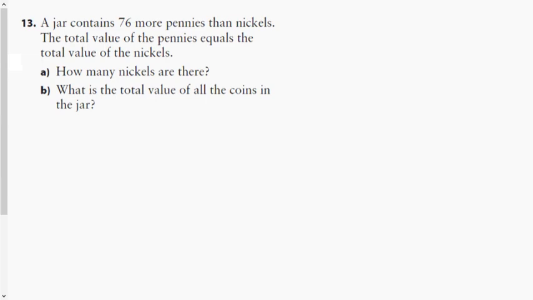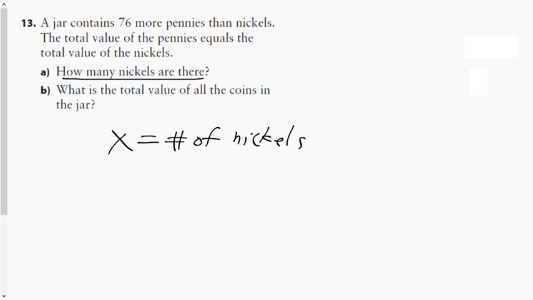Which brings us to my favorite math question in the entire grade 9 math book. Question 13 says a jar contains 76 more pennies than nickels. The total value of the pennies equals the total value of the nickels. How many nickels are there? So that's our question. So I'm going to put x equals the number of nickels. Remember when you have a story, did I spell nickels right? Yes. I always think it's LES for some reason.